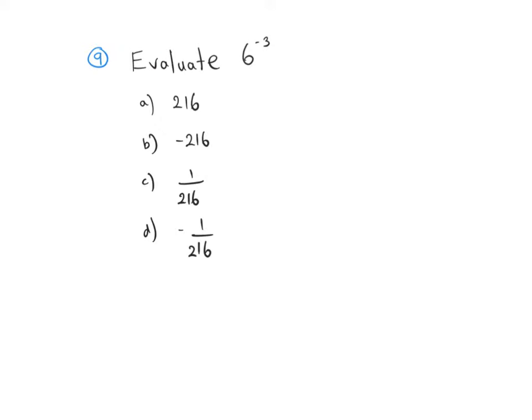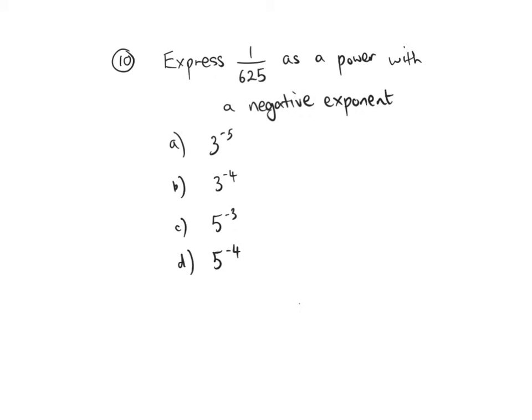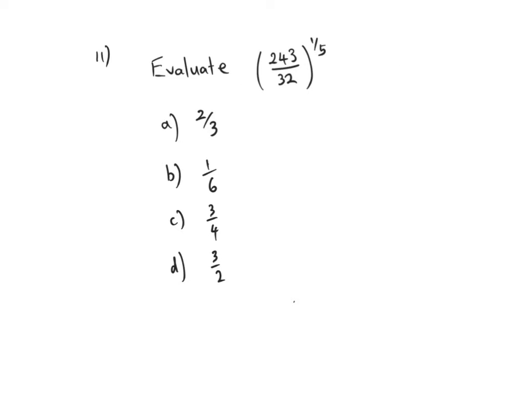Question 9, evaluate 6 to the negative 3, A, B, C, or D. Try that. Question 10, express 1 over 625 as a power with a negative exponent. You've got four choices, A, B, C, and D again. Final question 11, evaluate 243 over 32 to the 1/5.